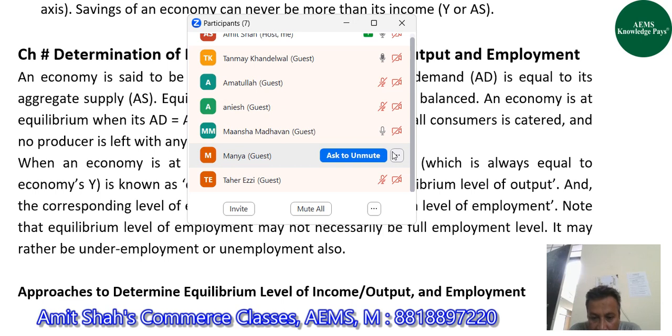Yes, but in the exam you cannot just write that much. If you write only AD is equal to AS, you have to write at least one statement, not exactly a paragraph. The situation where aggregate demand is equal to aggregate supply where there is full employment. No, it is not full employment. So when aggregate demand is equal to aggregate supply, that level of employment is known as the equilibrium level of employment, right guys?